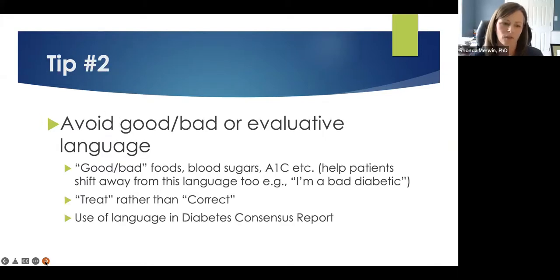And this sort of follows from that a little bit, but overall avoiding good, bad, or evaluative language. So not labeling foods as good or bad, blood sugars as good or bad, A1C as good or bad. I appreciate that a really elevated A1C or blood sugars that are all over the place are problematic, but using more descriptive language and shifting away from that kind of evaluative lens, because folks that are prone to eating disorders may be more tuned in and vigilant for signals that they're doing bad and wrong, or they need to do better.